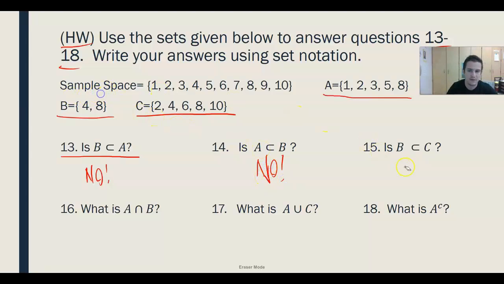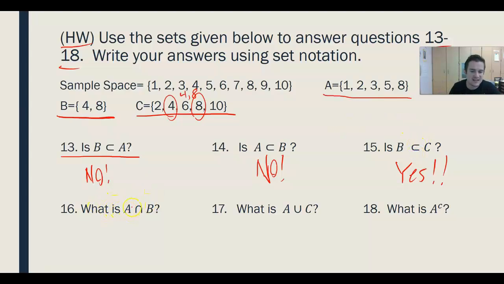That's okay. Next one says, is B a subset of C? So that means, are all the elements of B also in C? Is there a 4 and an 8 in set C? Well, yes, there is. So yes, set B is a subset of set C. Good. Again, that's what this little sideways horseshoe means.